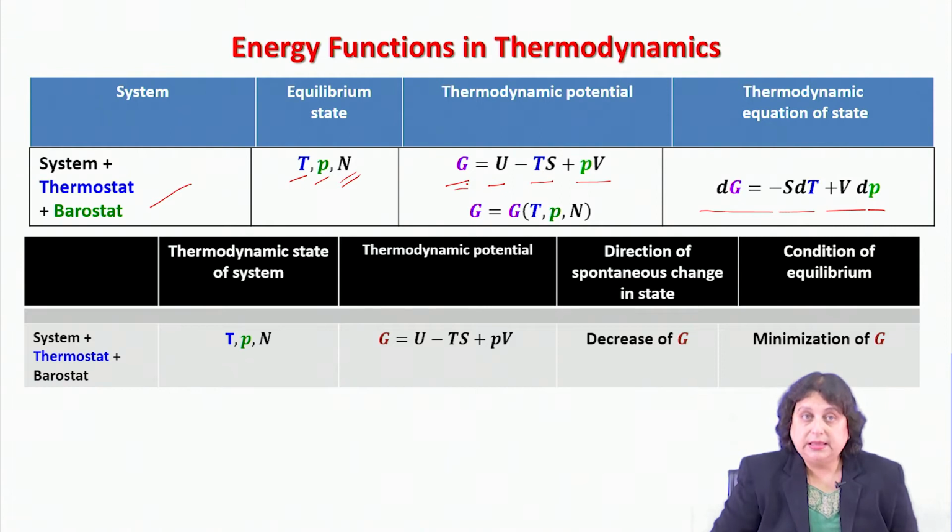But in the case where the system is in contact with a thermostat and a barostat, the direction of spontaneous change in state is dictated by the Gibbs free energy, and the system undergoes a spontaneous change in state in the direction which decreases the Gibbs free energy. And when the system attains a minimum value of Gibbs free energy under the given condition, that is when the new equilibrium state is reached.